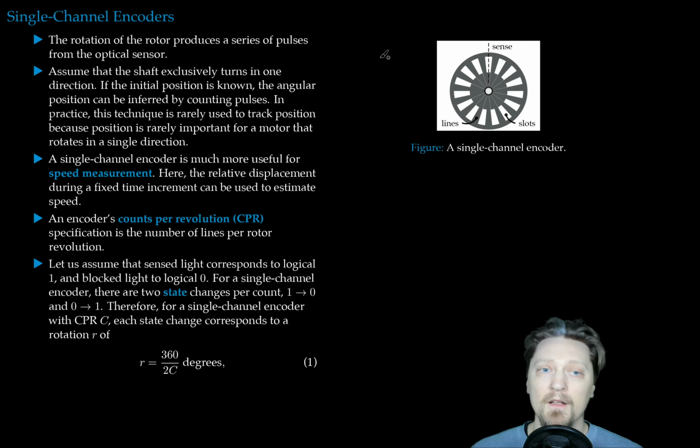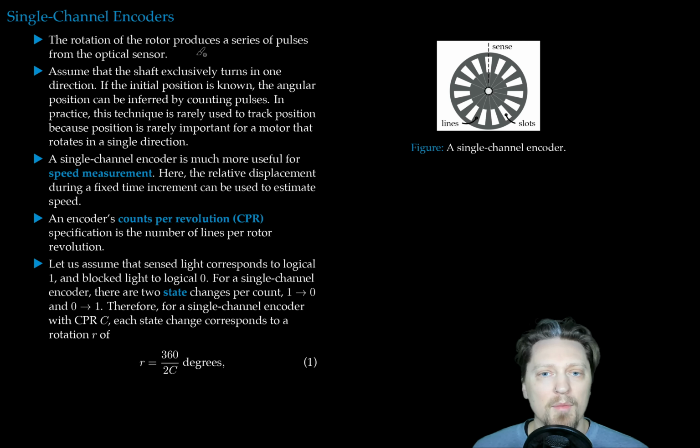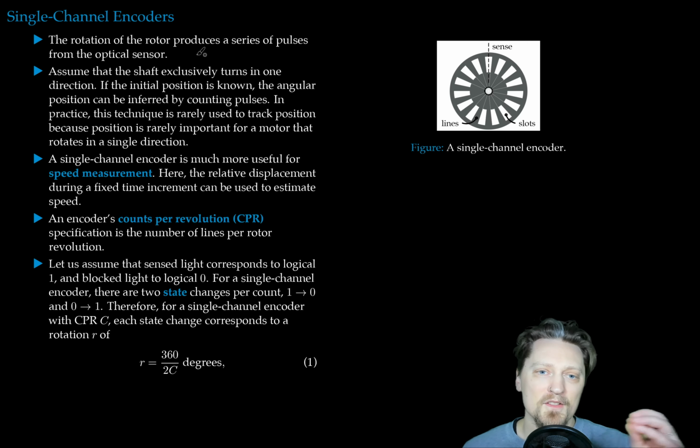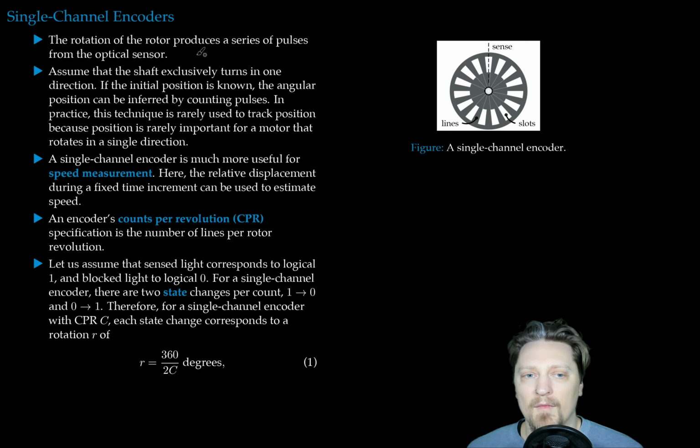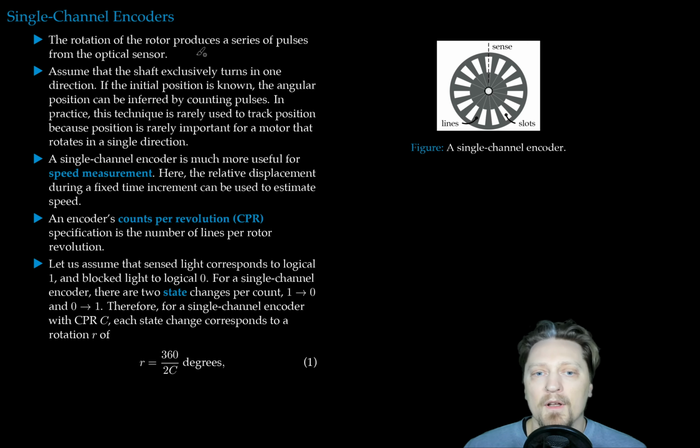Okay, more about single channel encoders. The rotation of the rotor produces a series of pulses from the optical sensor. Assume that the shaft exclusively turns in one direction. If the initial position is known, the angular position can be inferred by counting pulses. Once again, we know how far it's turned each time we see a pulse. In practice, this technique is rarely used to track position because position is rarely important for a motor that rotates in a single direction. A single channel encoder is much more useful for speed measurement. Here, the relative displacement during a fixed time increment can be used to estimate speed.